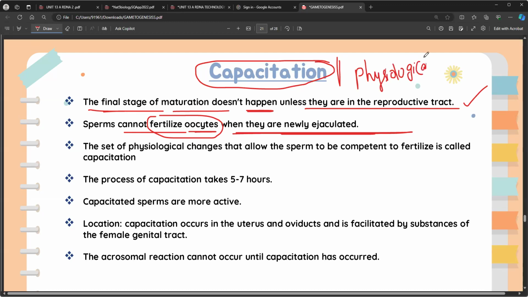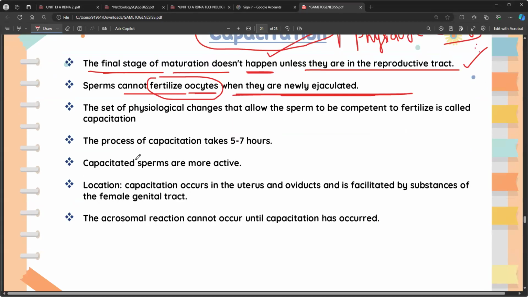I'll tell you what exactly those changes are. The sperm undergoes various physiological changes. After the physiological changes only, the sperm acquires the ability to fuse with the egg. That is called capacitation. And where is that process happening? That process is only happening in the female genital tract. Now you can answer a question: what is the reason why it has to happen only in the female genital tract?